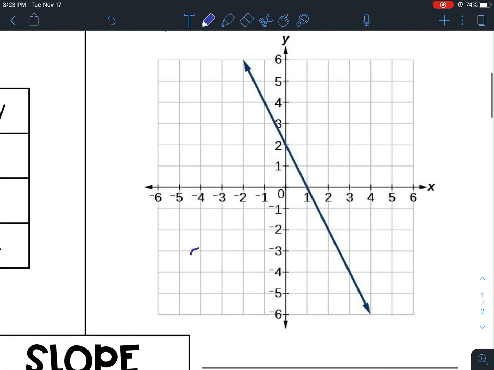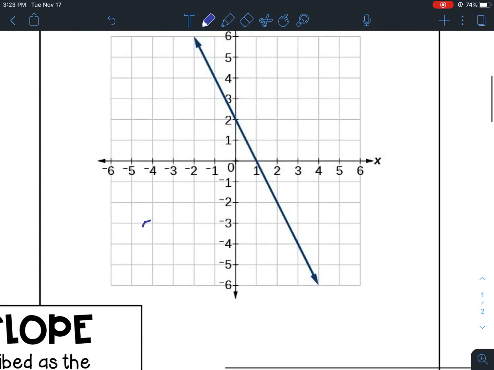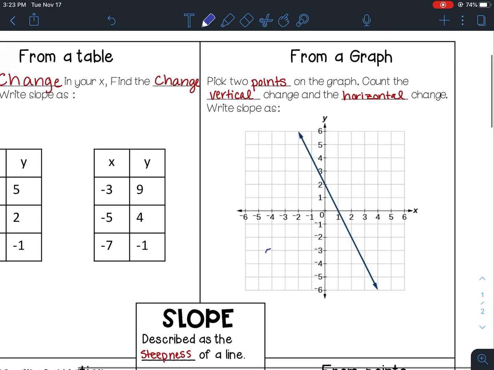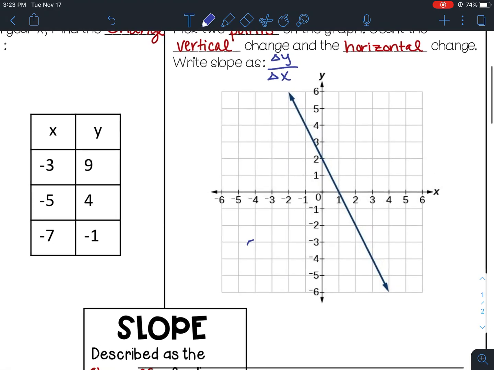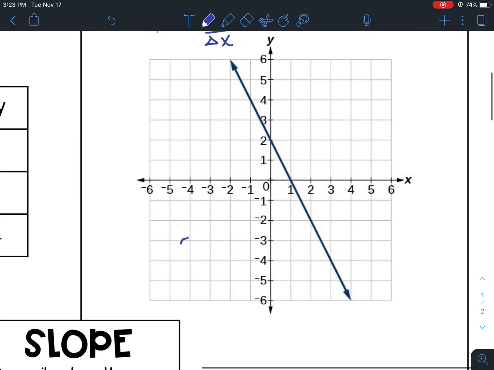All right, we're going to start from our graph first so we can see the change in slope. From a graph, you're going to pick 2 points on that graph. You're going to count the vertical change and the horizontal change, and then we're going to write our slope as our change in y over our change in x, or our rise over our run. I'm going to go ahead and pick my 2 points here. They want to be where your line perfectly passes through. So I'm going to pick that one right here and that one right here.